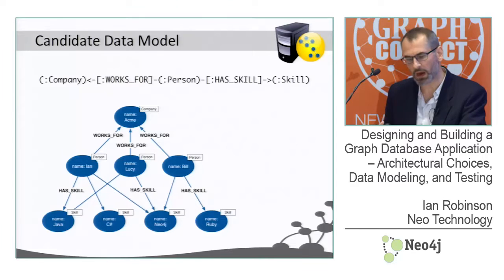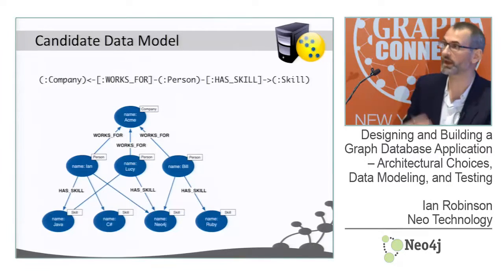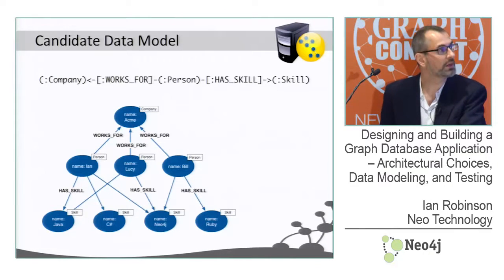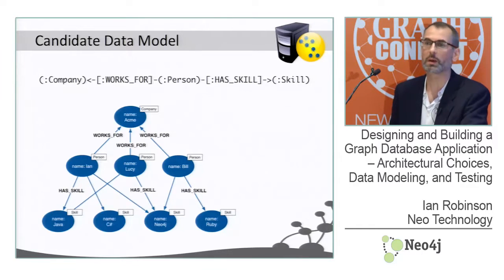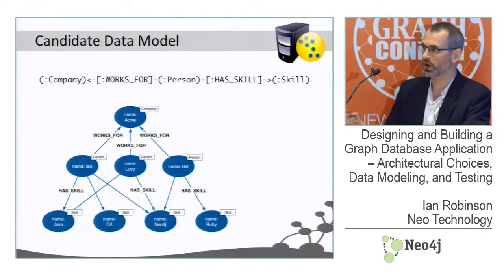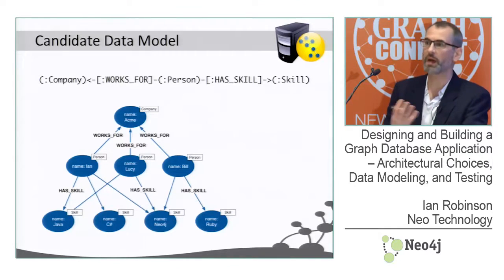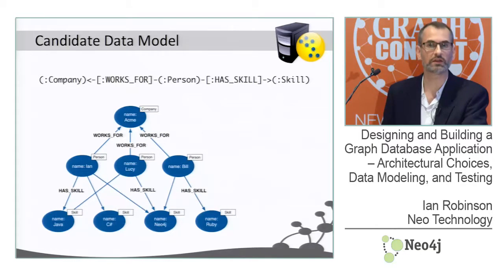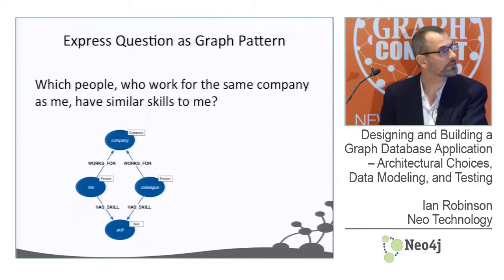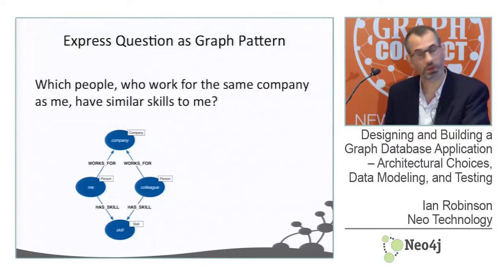So I'm not going to talk about how we would actually go about creating that, how we populate the graph in the first place. Instead, I'm going to concentrate a little on how we go about querying it. Given that we've derived our data model or our graph structure, we then probably want to go back to our requirement, go back to the question, and work out, well, how would I go about querying this in order to satisfy this end-user goal? So let's go back to the question. Which people who work for the same company as me have similar skills to me?